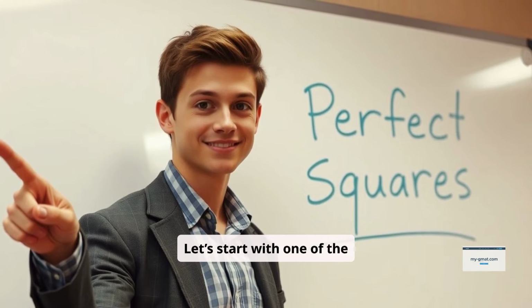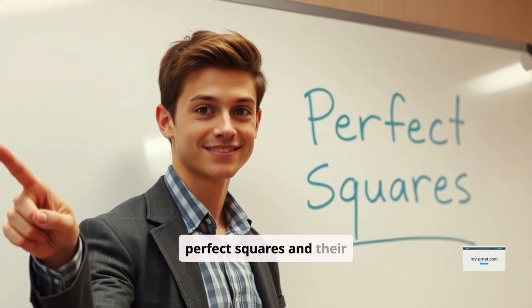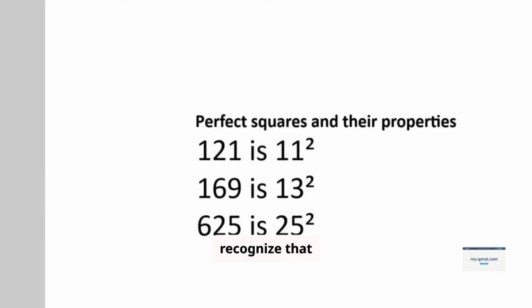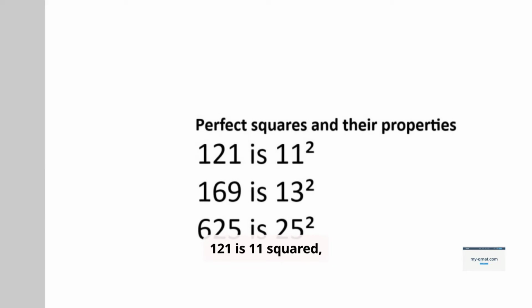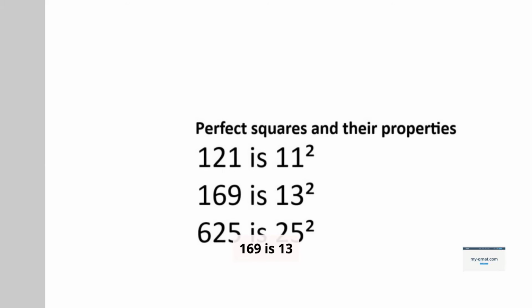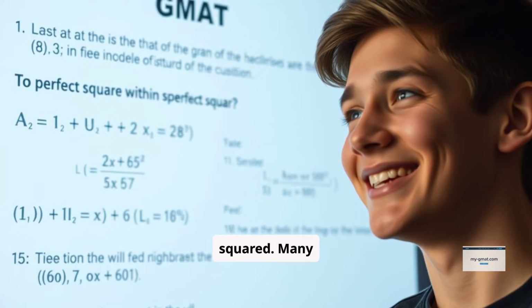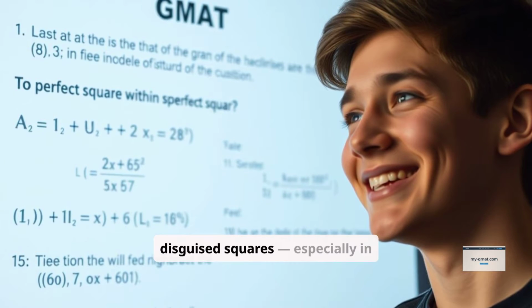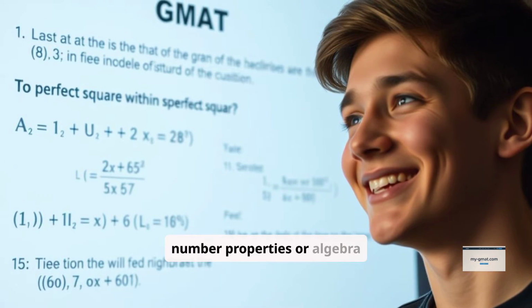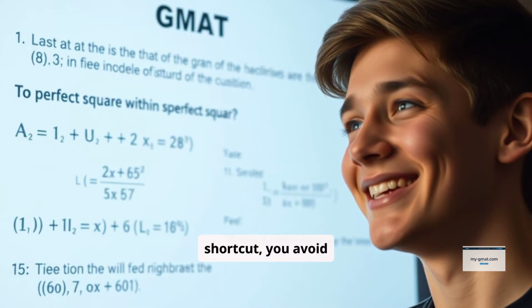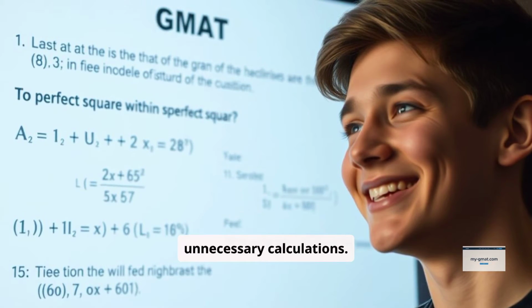Let's start with one of the most important patterns, perfect squares and their properties. For example, you should instantly recognize that 121 is 11 squared, 169 is 13 squared, and 625 is 25 squared. Many GMAT questions involve disguised squares, especially in number properties or algebra simplification. If you can spot that shortcut, you avoid unnecessary calculations.